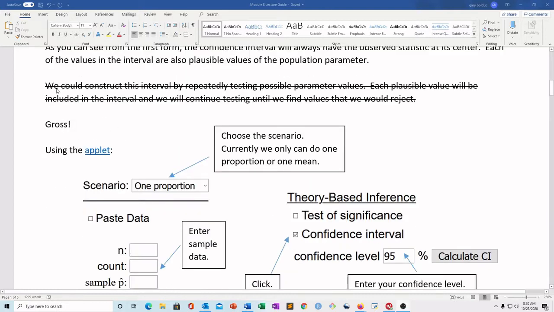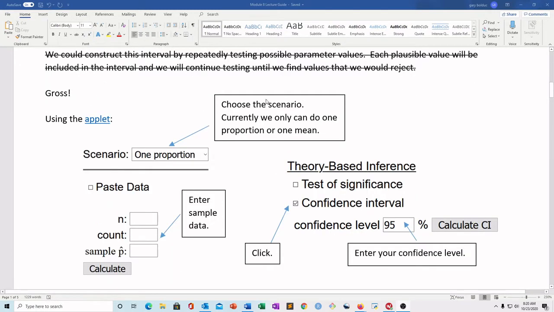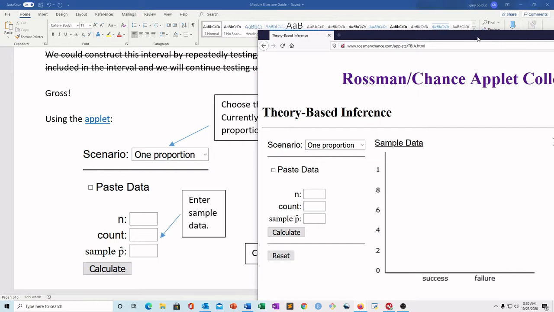Okay, so what we did before was we constructed the interval by having all of these possible values for the parameter, and then we did a test on each one. We simulated what's the p-value, simulated what's the p-value. But that was terrible, so we're not going to do that anymore. So the first way we're going to do this is to use the applet. And so let me bring up the applet here.